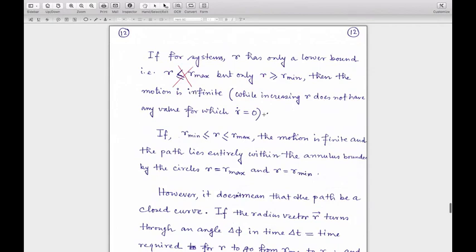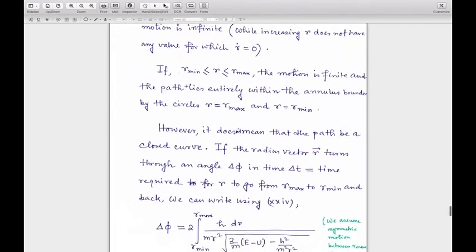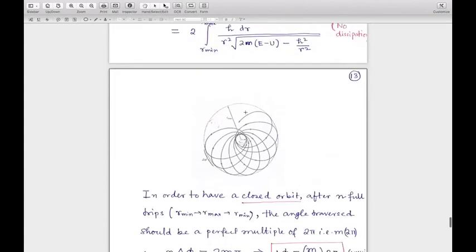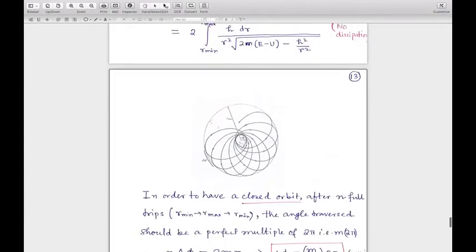equal to 0. Now if for a system R minimum is less than or equal to R, which is less than or equal to R max, that means R is within R minimum and R max, then the motion is finite and the path lies entirely within the annulus between the circles R equal to R max and R equal to R minimum. That is simply here. You can see the very small circle. This is the circle of R minimum and that is the circle of R max, and all the motions are in between.